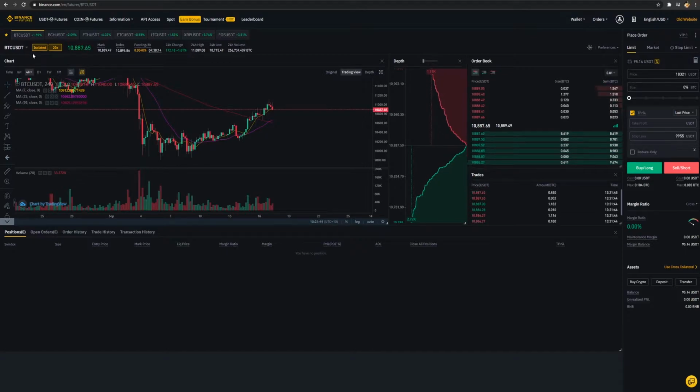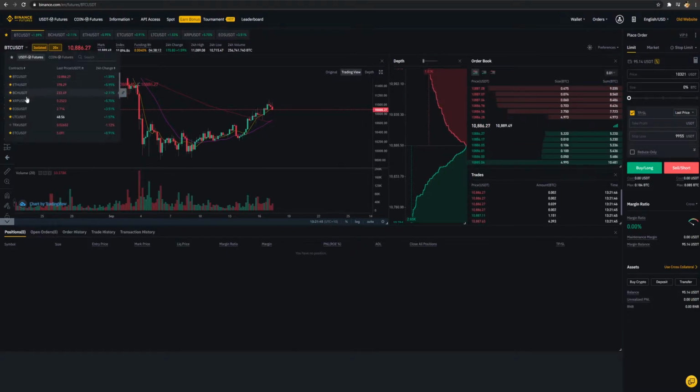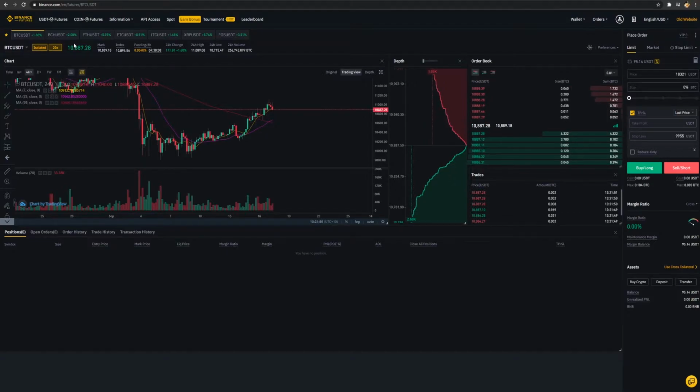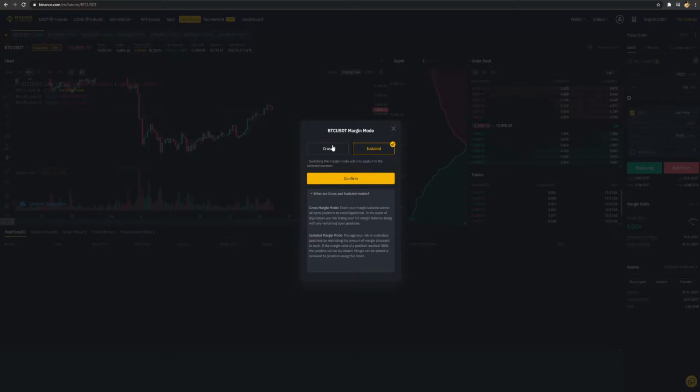So a couple of things we need to know before we even put a trade on. Top left-hand corner, where it says USDT futures, where we can trade all the different assets. We'll be concentrating on BTC for this example. It says isolated and 20x. So isolated and cross. So cross margin basically shares your margin balance across all of your open positions to avoid your account being liquidated.